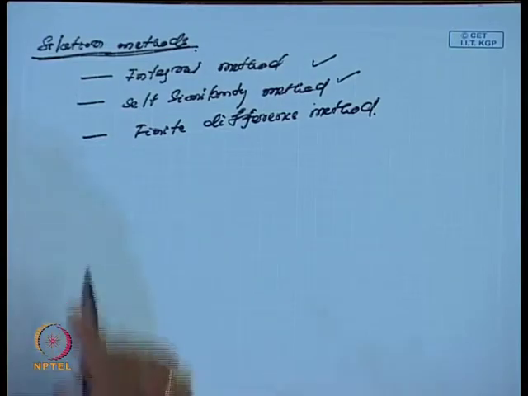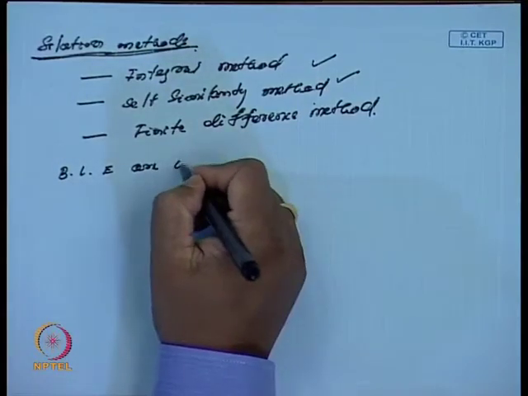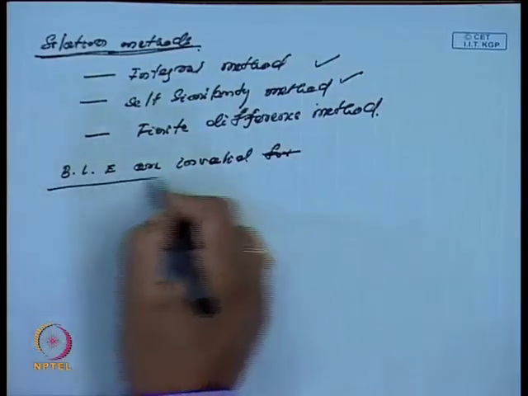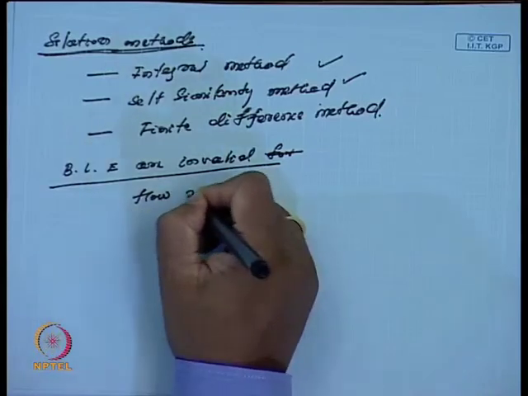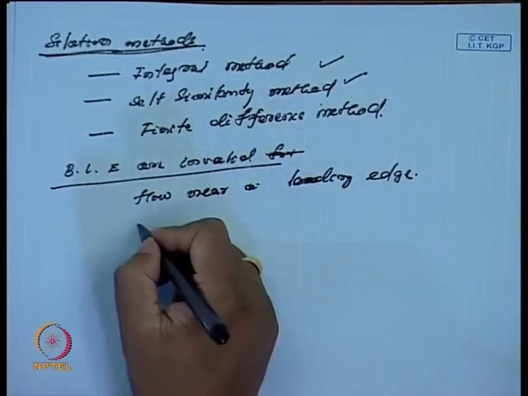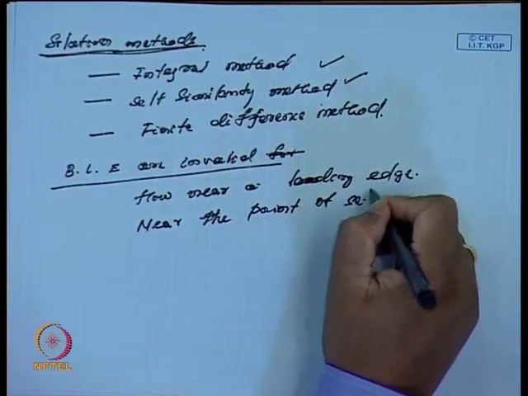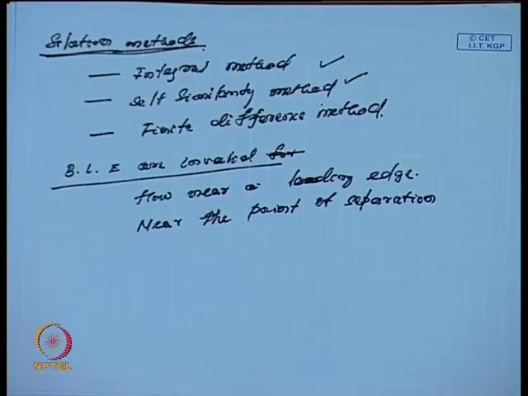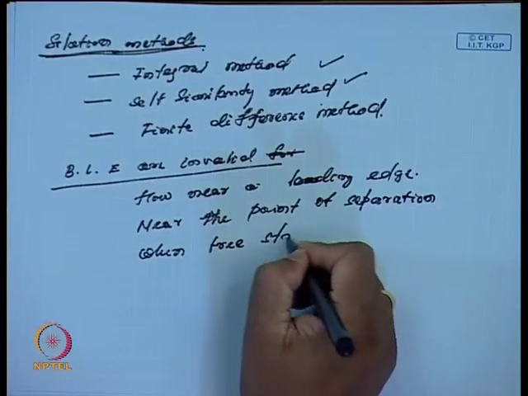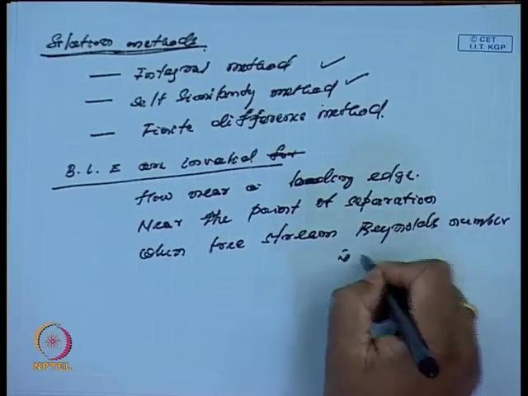Another thing is that these boundary layer equations are invalid to deal with the flow near a leading edge, and also near the separation point, as we have seen that the shear will be 0, and also when the free stream Reynolds number is small.